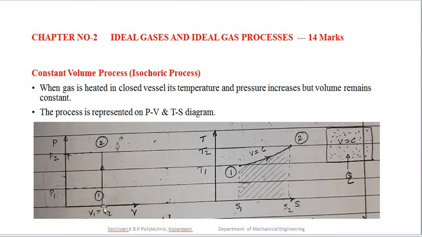And as it is a constant volume process, the volume at the initial condition is equal to the volume at the final condition. So V1 is equal to V2. But the initial pressure is changing from lower pressure to higher pressure, that is, from P1 to P2. Similarly, the entropy at the initial point is S1, and it is increasing to S2. So this is the direction of the process curve on the TS diagram.